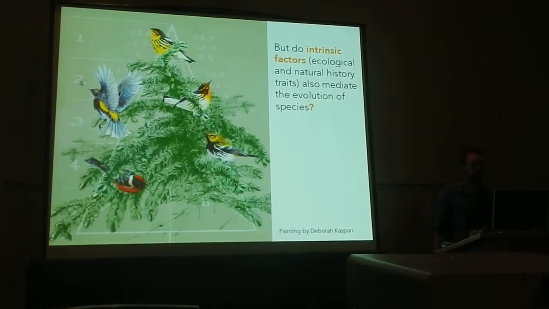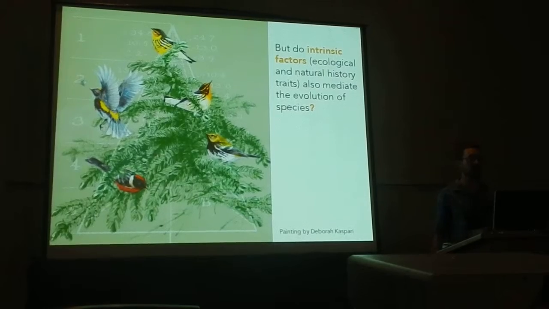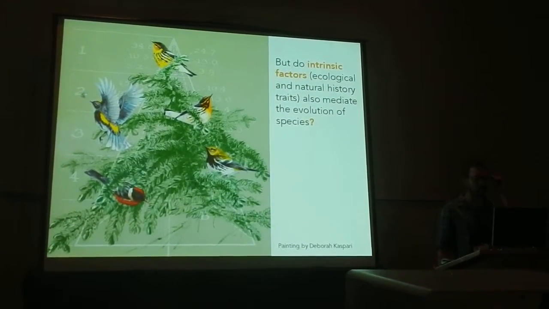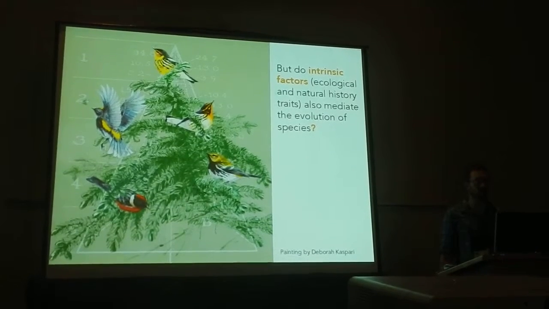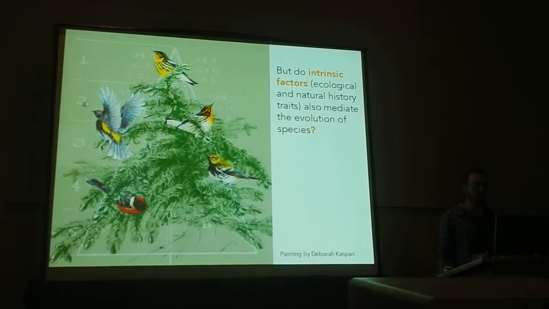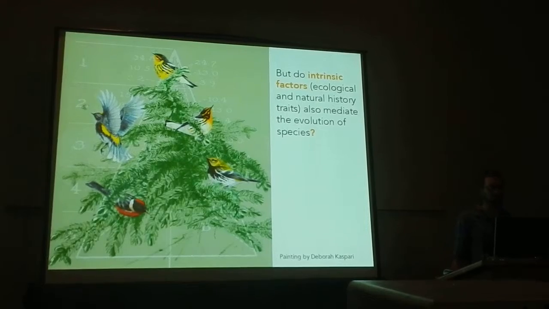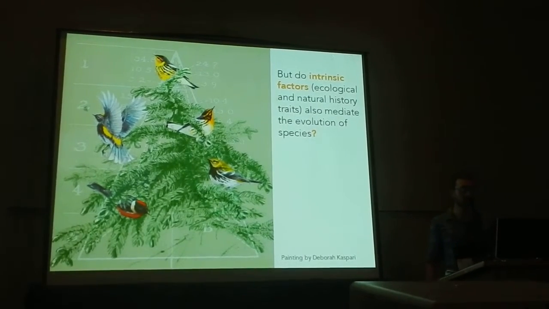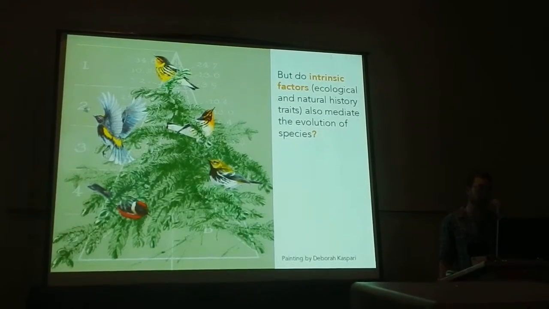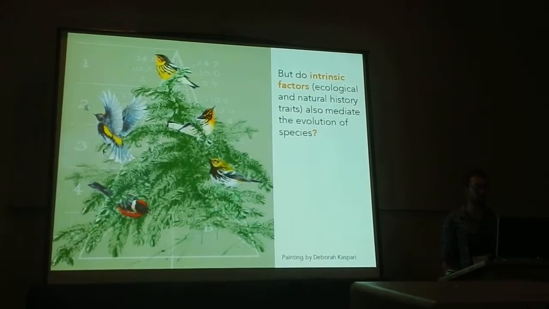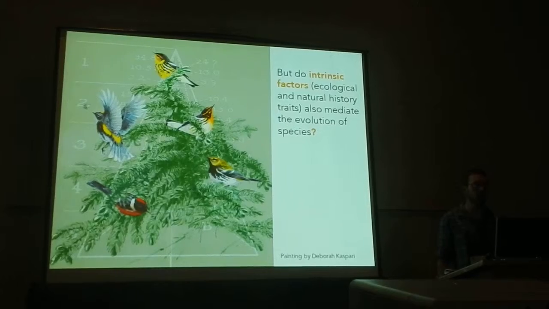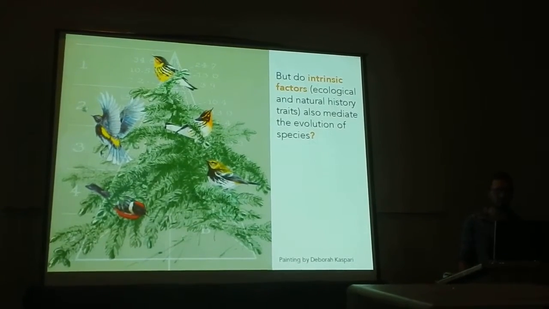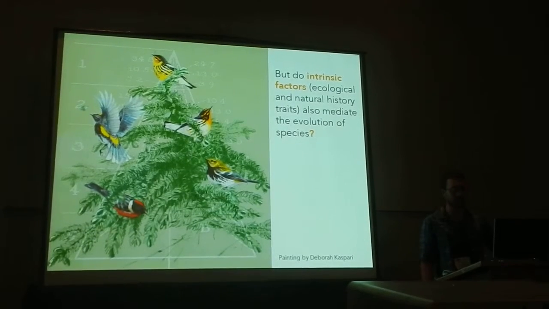But much less well-known is whether intrinsic factors of species, such as their ecological or natural history traits, also have an effect on geographic patterns of genetic variation and their evolution. So, for example, do these warblers that have different ecologies, as a result, have potentially different dispersal abilities or demographies that might in turn result in different patterns of geographic genetic variation or evolutionary trajectories?